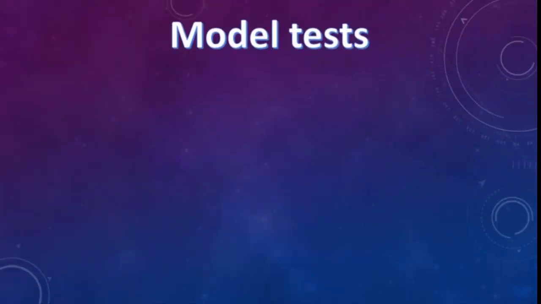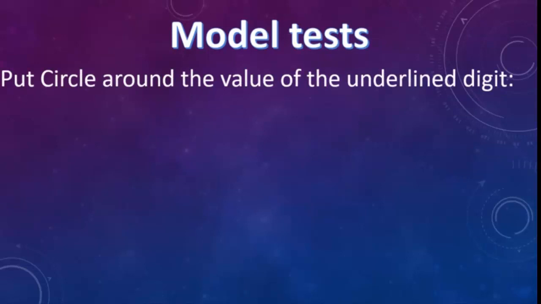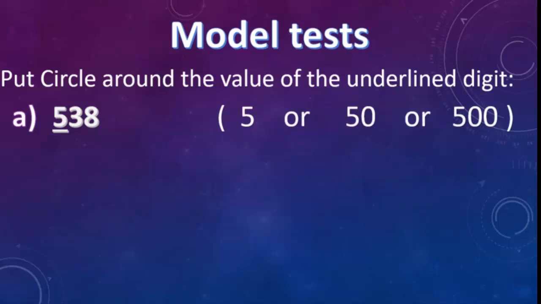Today we'll have model tests. Put a circle around the value of the underlined digit. 538. Tell me about the value of the digit 5. Who can? Is it 5 or 50 or 500?